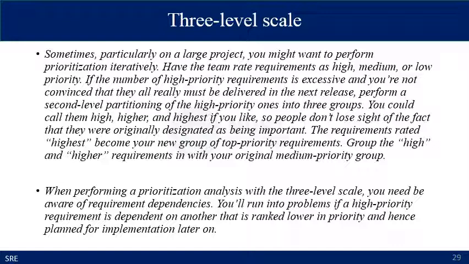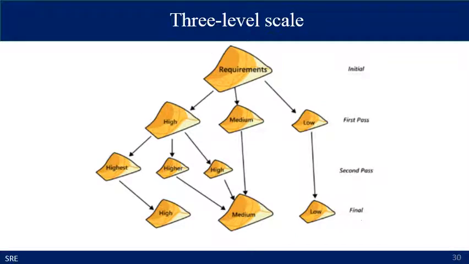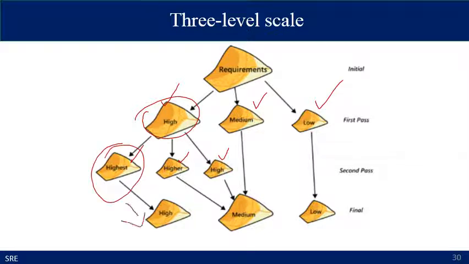When performing this kind of prioritization analysis with the three-level scale, you need to be aware of the requirement dependencies. You will run into problems if a high priority requirement is dependent on another that is ranked low priority and hence planned for implementation later on. Here is an example of multiple three-level scales. In the first phase, you analyze the requirements and prioritize them as high, medium, and low. In the second phase, you take only the high-level requirements and again divide them into three scales as high, higher, and highest. Only the highest level requirements are considered high priority, the rest are considered medium priority, and the low is again considered low priority.